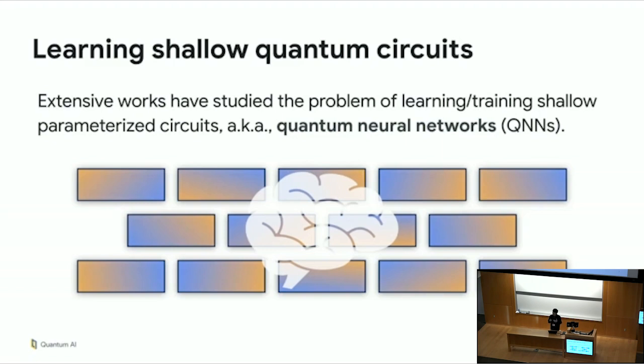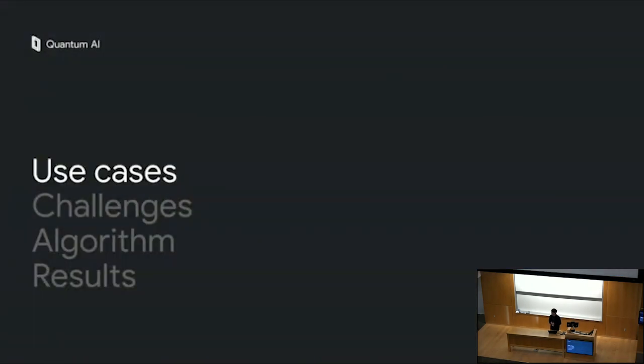And not only do they study the problem of learning and training them, there's also a lot of different use cases for utilizing quantum neural networks, which I will briefly review in the following. So what are some use cases that people have come up with? And what's the relevance of training shallow quantum neural networks for, say, quantum dynamics and quantum simulation?